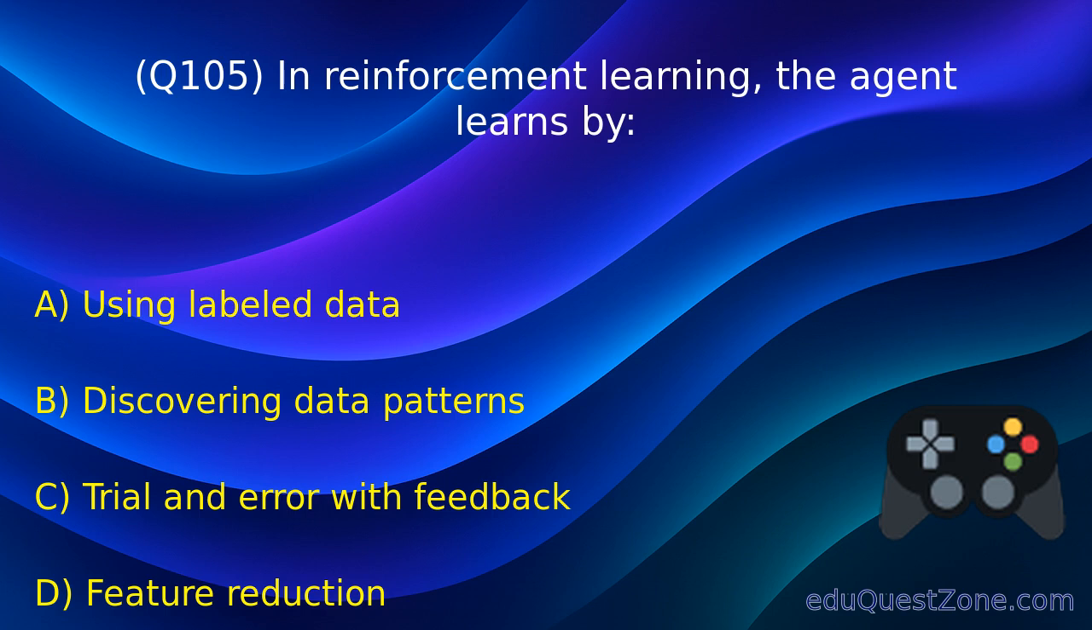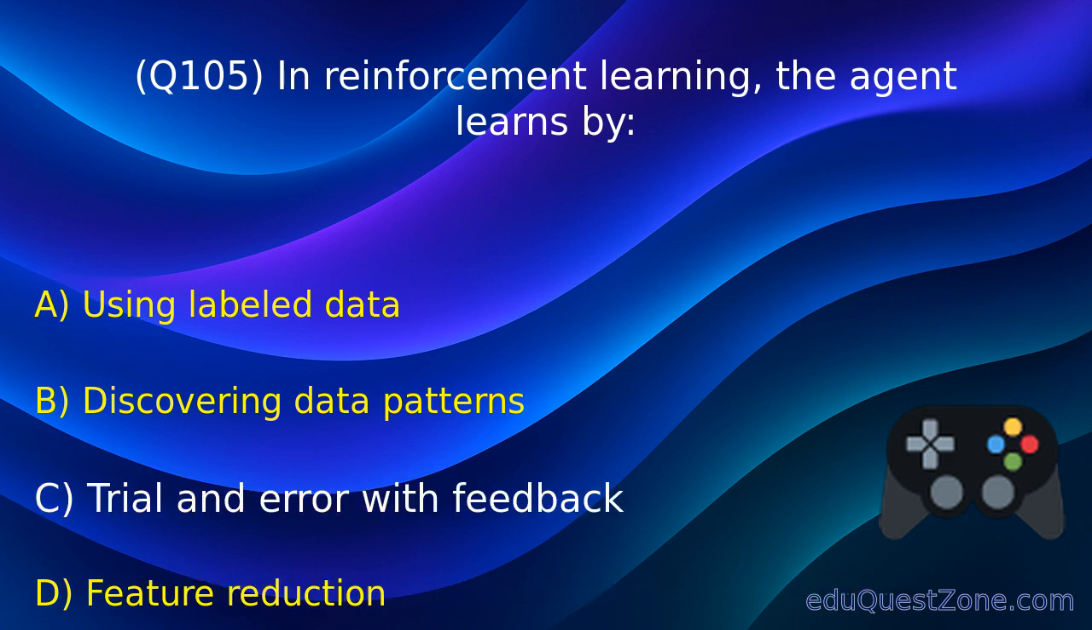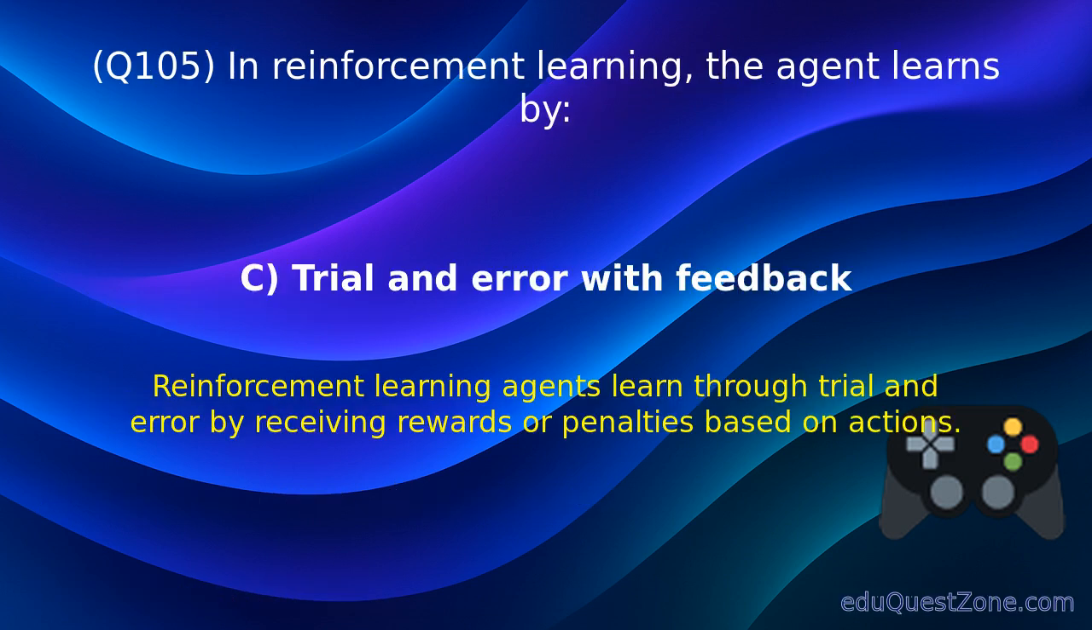Question number 105. In reinforcement learning, the agent learns by. Option C. Trial and error with feedback. Reinforcement learning uses rewards and punishments for learning optimal actions.